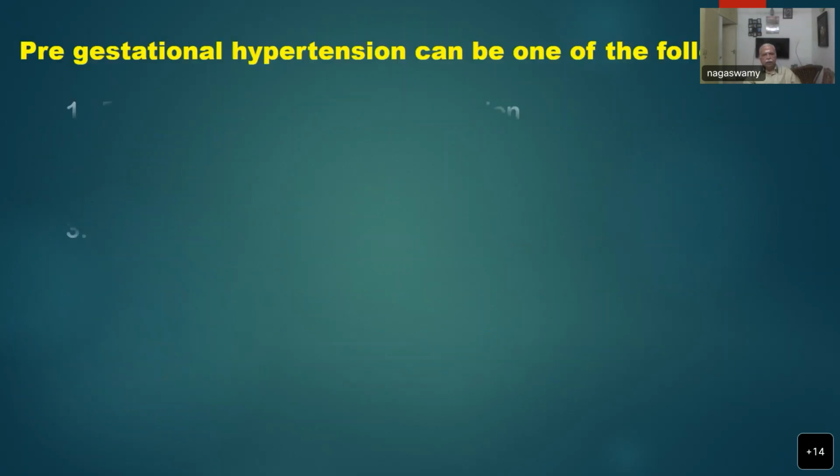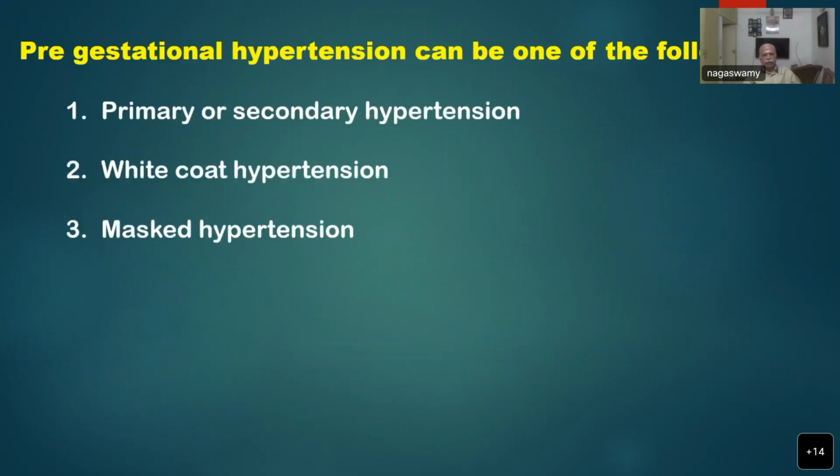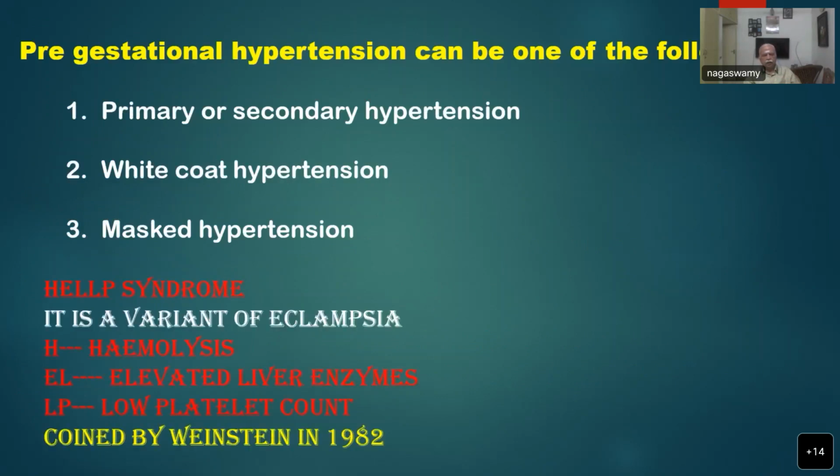Now, pre-gestational hypertension can be one of the following. Just like a regular hypertension, it can be essential, white coat, or masked hypertension. So these are all the conditions where it can be because of that. The second variety or variant is what is called the HELLP syndrome, which he described. This was coined by Weinstein in 1982. So this is considered the most severe form of eclampsia or preeclampsia rather.